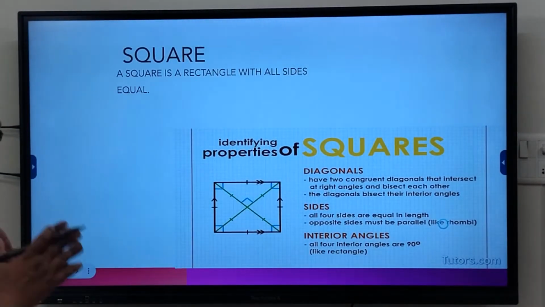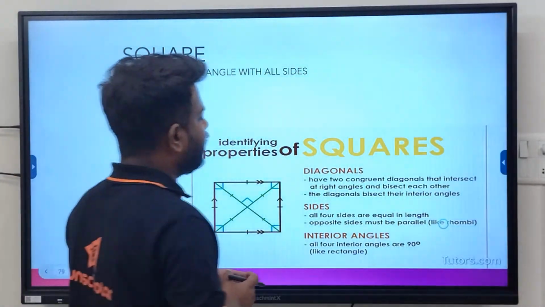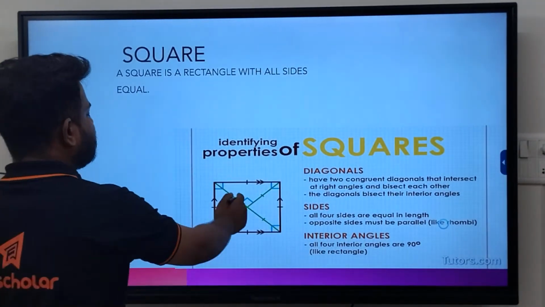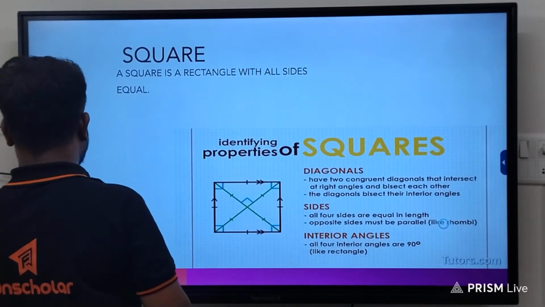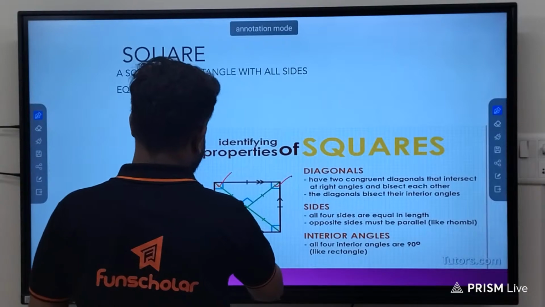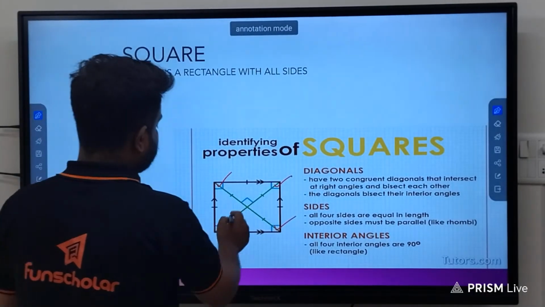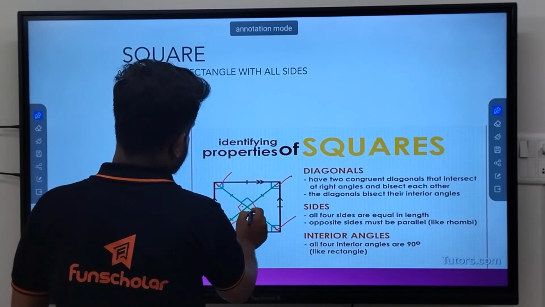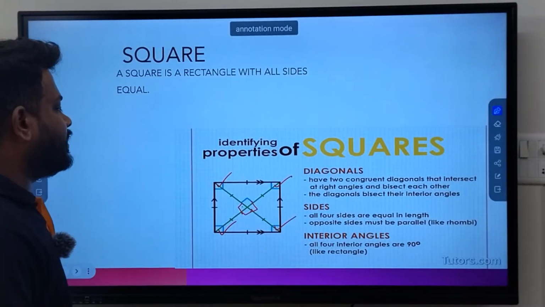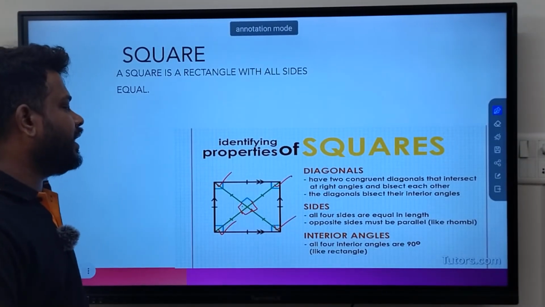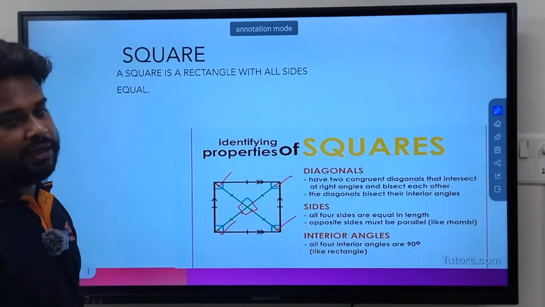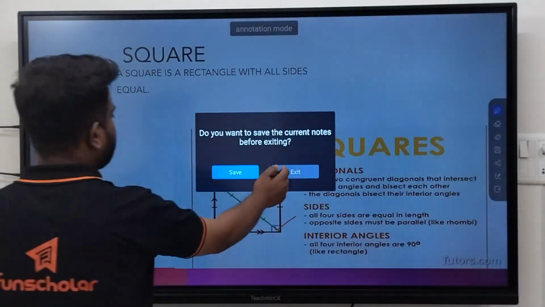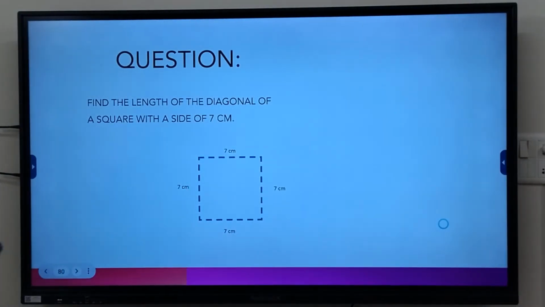Just like diagonals, a square has two congruent diagonals that intersect at right angles and bisect each other. Okay, the intersecting points will also be 90 degrees. They are 90 degrees each. If this one is 90 degrees, this one is also, this one is also, this one is also. Okay, and all four sides are equal. All four interior angles are 90 degrees like a rectangle. Okay, so these are the identifying properties of a square. Okay, next question is, find the length of the diagonal of a square whose side is 7 centimeter.